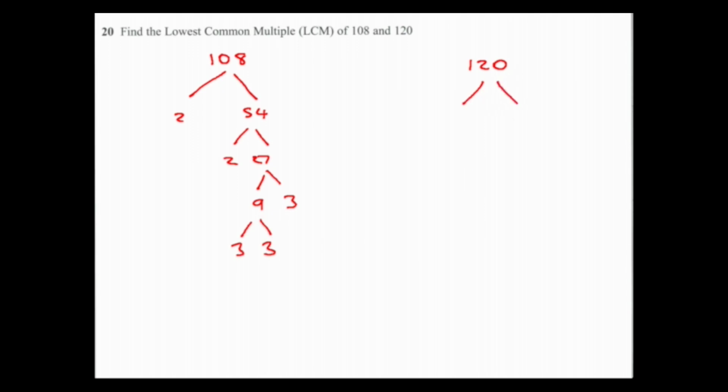120 we can break down. Let's start with 12 and 10. 10 breaks down to 2 and 5, both prime numbers. 12 breaks down to 4 and 3, and the 4 breaks down to 2 and 2.